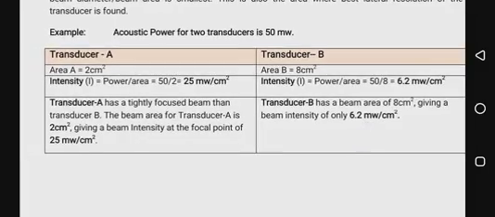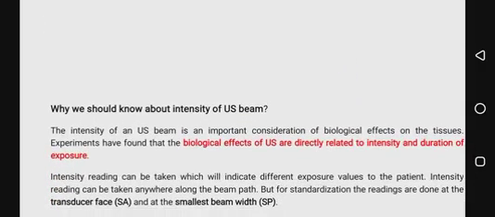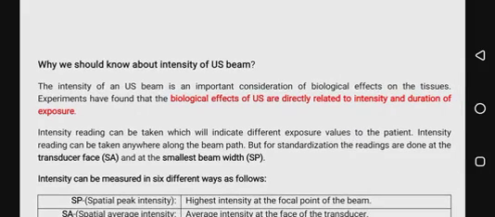So why should we know about intensity of ultrasound beam? The intensity of an ultrasound beam is an important consideration of biological effects on tissues. Experiments have found that biological effects of ultrasound are directly related to intensity and duration of exposure.